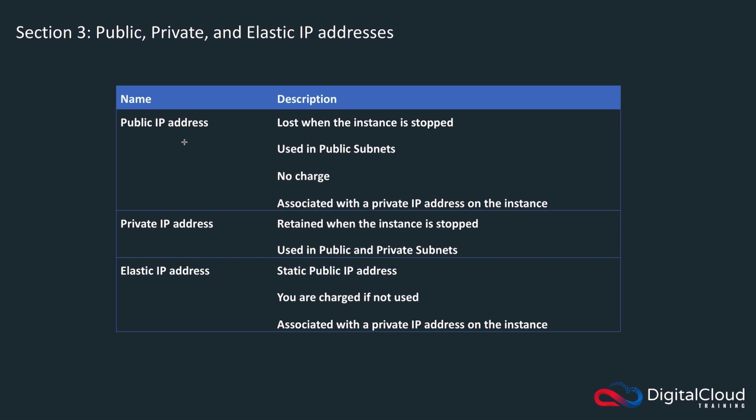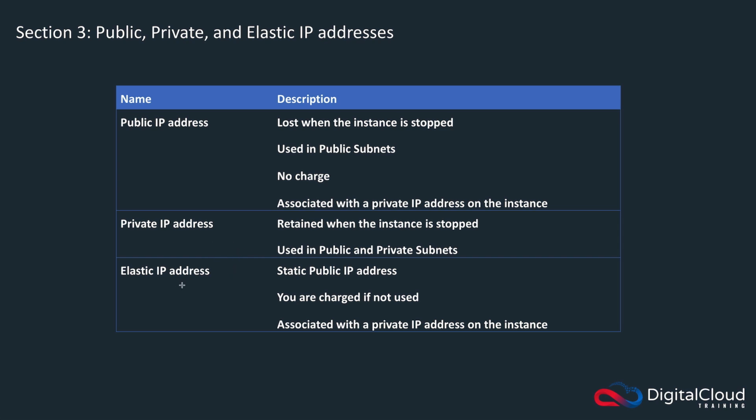Public and elastic IP addresses are both associated to a private IP address on the instance, and I'm going to show you a diagram and explain this concept to you a bit further in a second. With private IP addresses, the address is retained when the instance is stopped, and your instance will have a private IP address whether it's in a public or a private subnet. And like I say, that's because the private IP address is actually what the operating system sees. So the public or elastic IP address is associated to that address. We'll see this a bit further in a second.